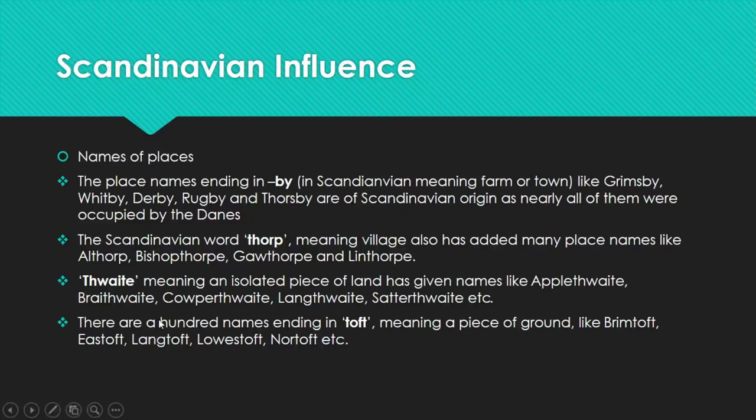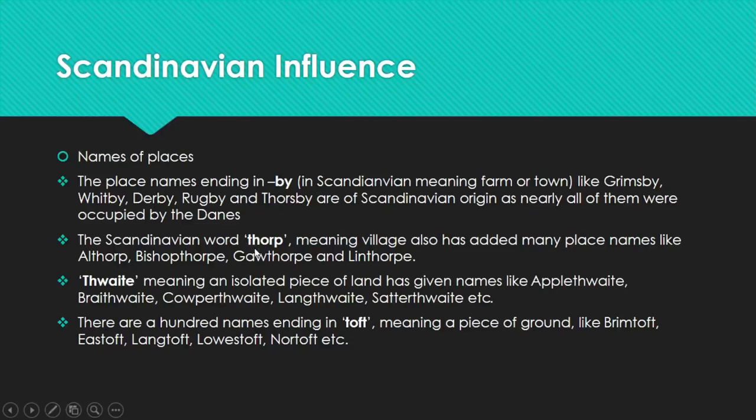First of all, in the names of places. There are some places which end in by. In Scandinavian, by means farm or town. B means farm or town. There are place names like Grimsby, Whitby, Derby, Rugby, Thorsby, etc. These are all of Scandinavian origin. And nearly all of them were occupied by Danes at one point of time.